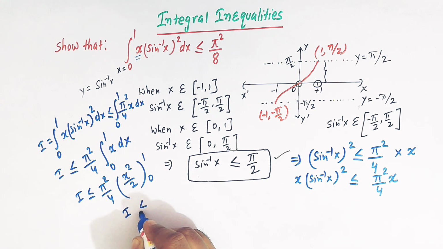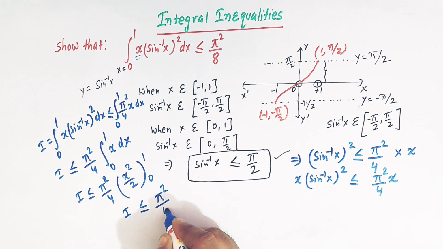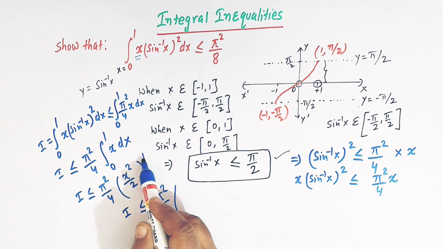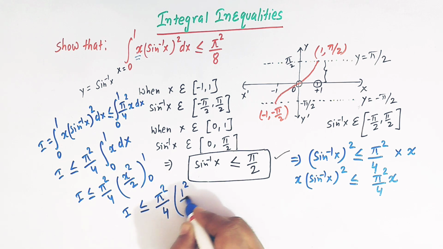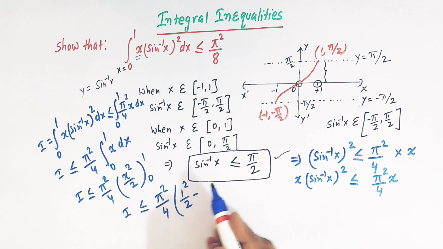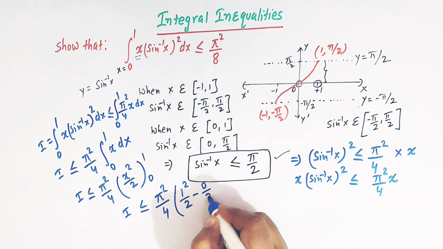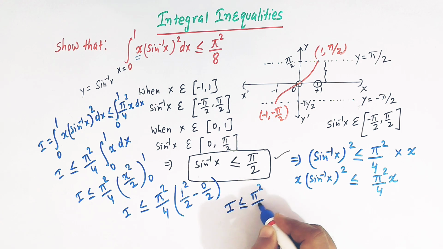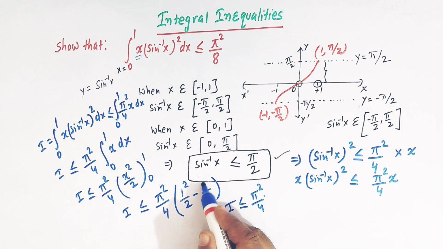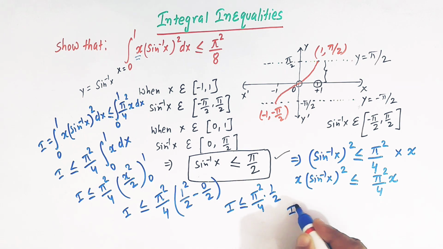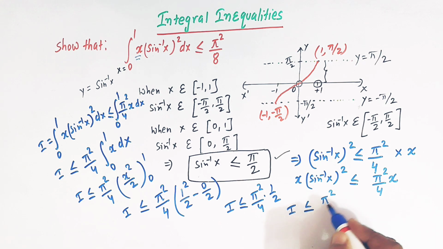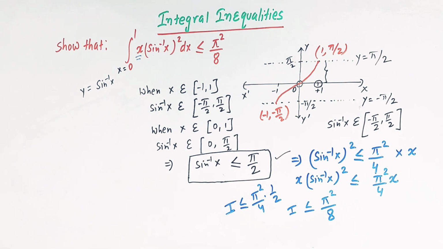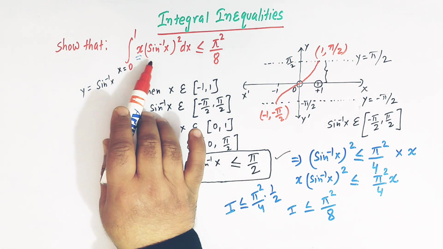So we have I less than or equal to pi square over 4, and taking x is equal to 1, we have 1 square over 2, and then taking x is equal to 0, we have 0 over 2, right? So this is I less than or equal to pi square over 4 times half. This term is 0, so we have half. So this is I less than or equal to pi square over 8, right? So this is our desired inequality. So viewers, this is how we can obtain this inequality.